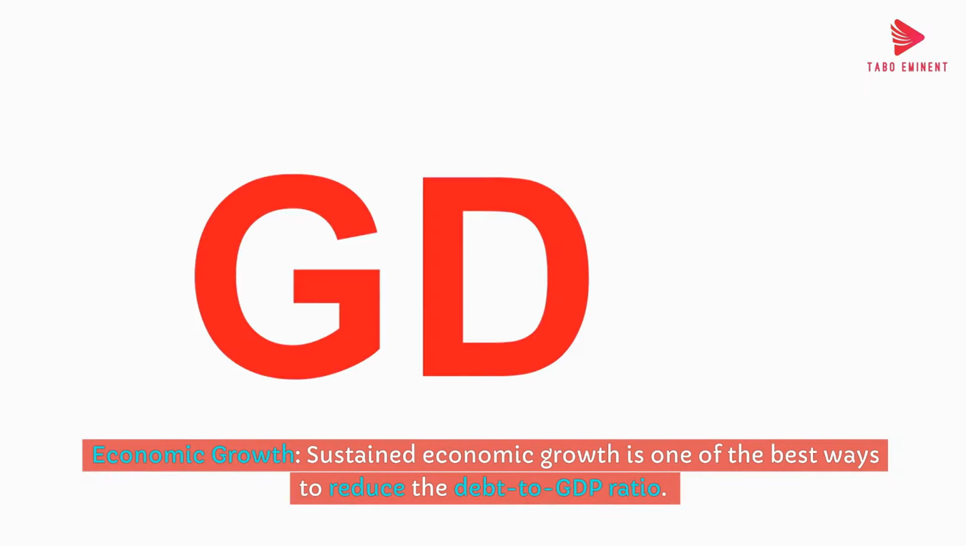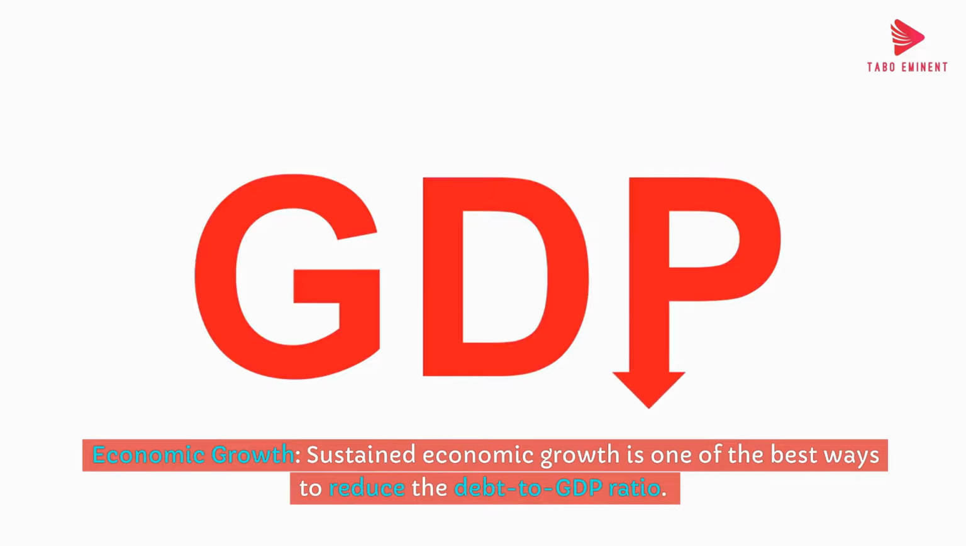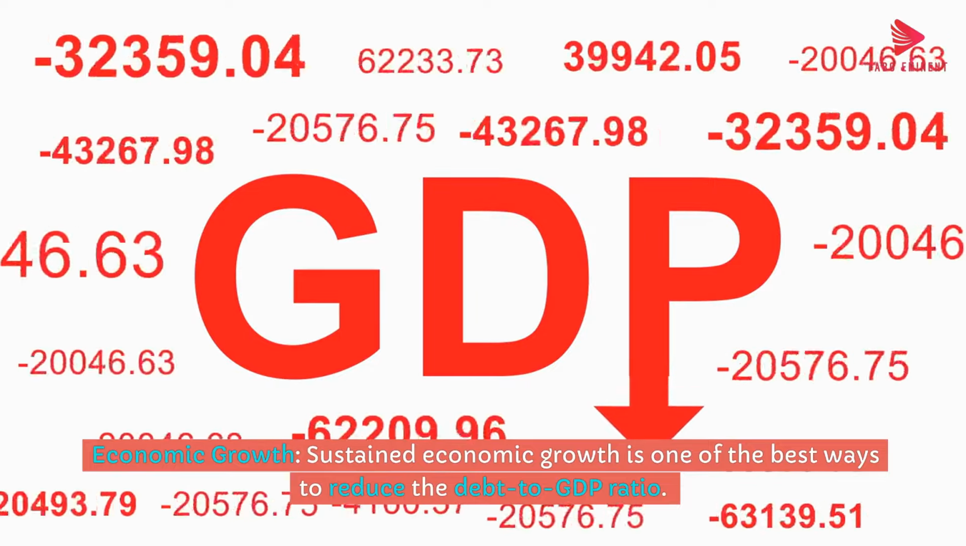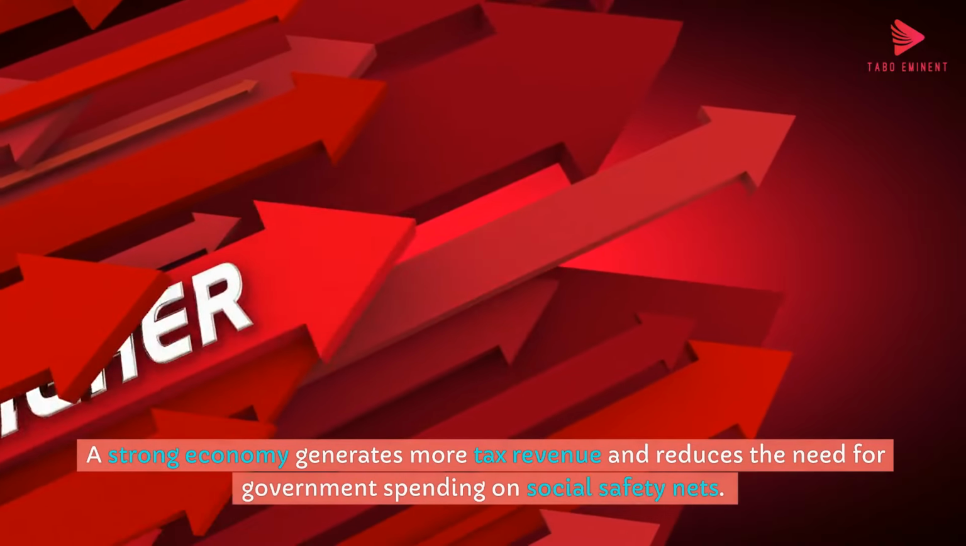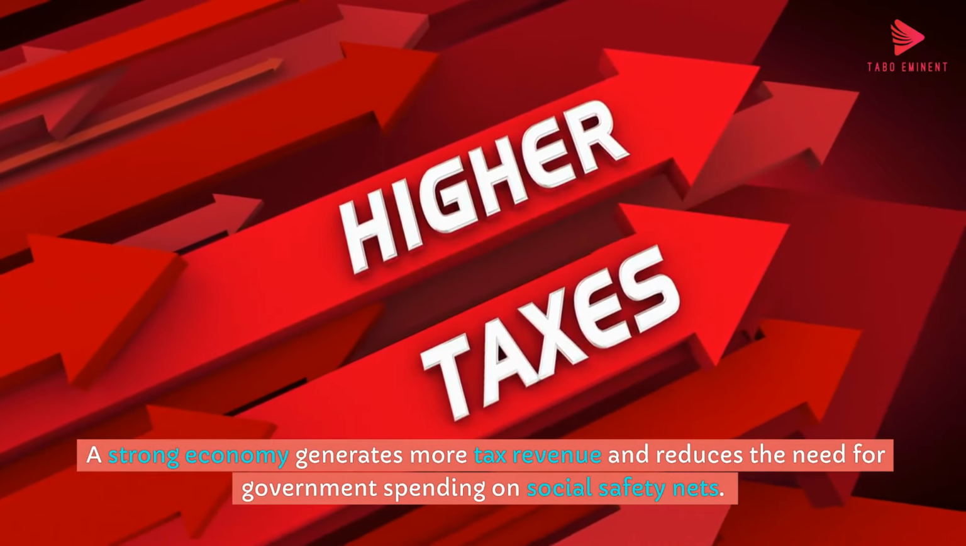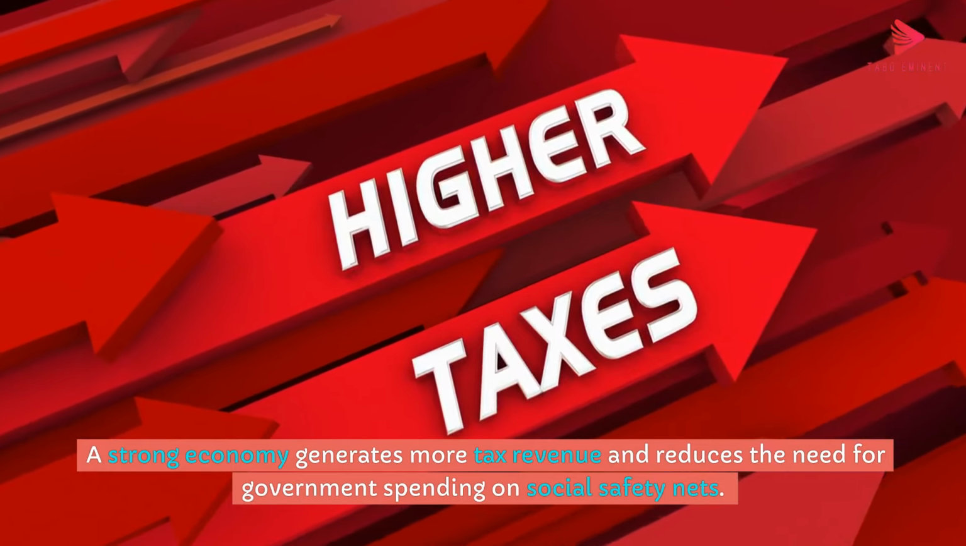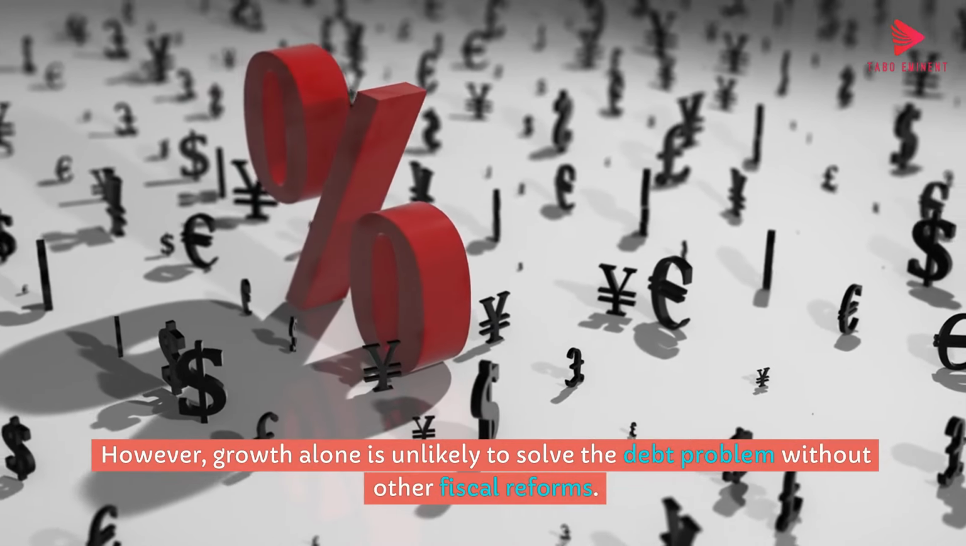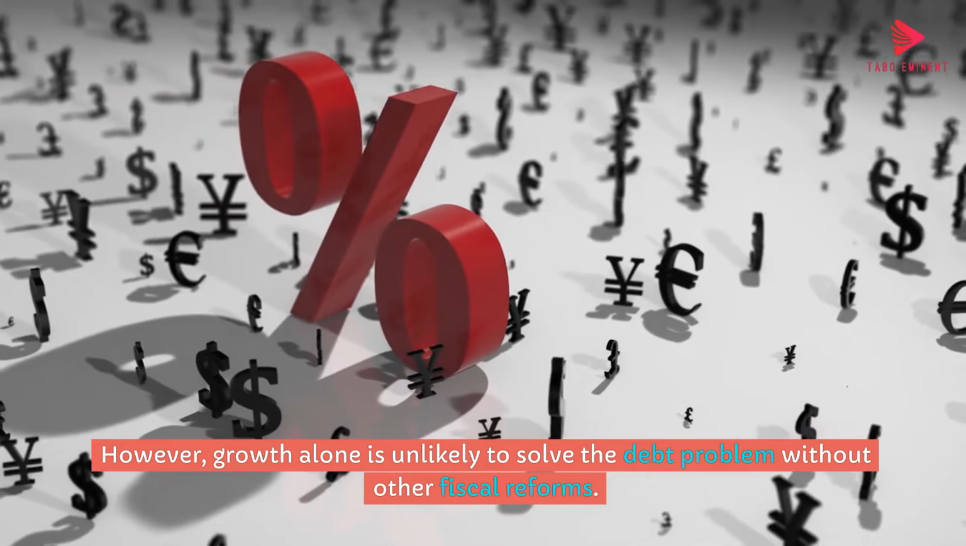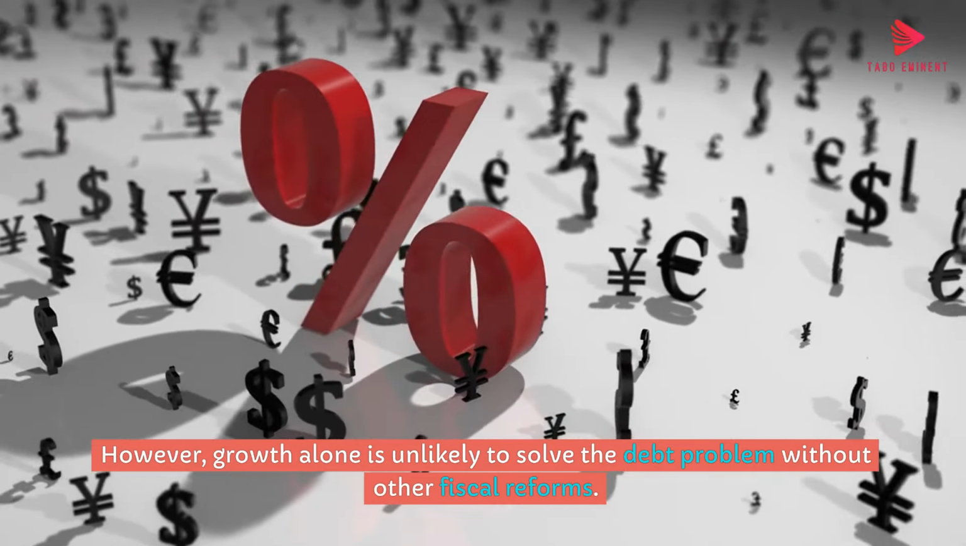Economic growth. Sustained economic growth is one of the best ways to reduce the debt to GDP ratio. A strong economy generates more tax revenue and reduces the need for government spending on social safety nets. However, growth alone is unlikely to solve the debt problem without other fiscal reforms.